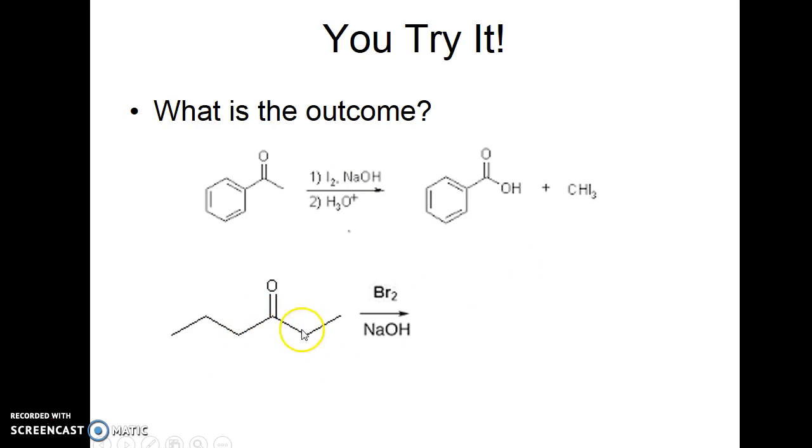If I look at this compound, I see that I've got two different alpha carbons, but there's no methyl group, so an iodoform or a bromoform reaction can't occur. There's no methyl there to be brominated and then leave. So what happens? Well, under basic conditions, if you have enough bromine around, you're going to get complete bromine replacement of all of the alpha hydrogens. And so this compound would result.